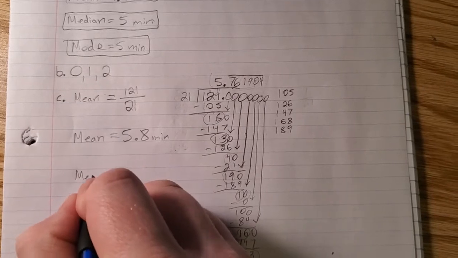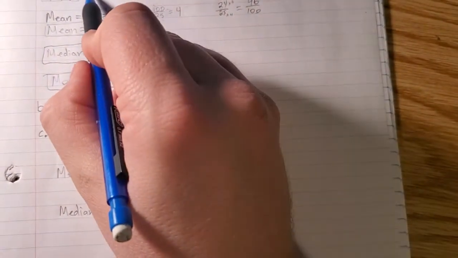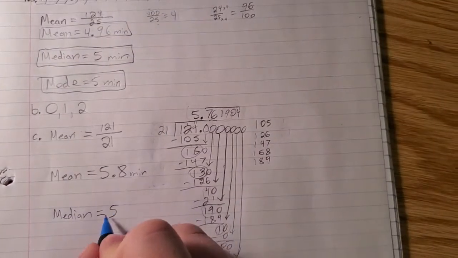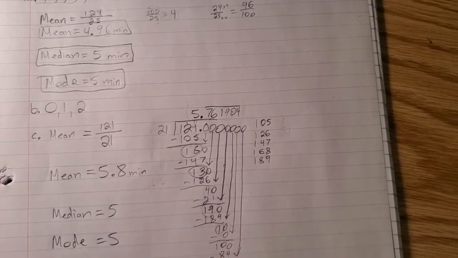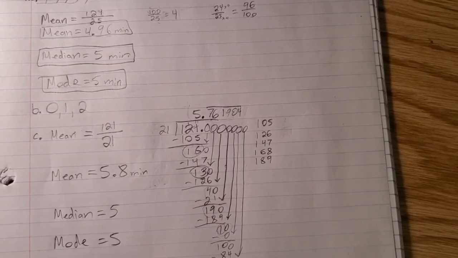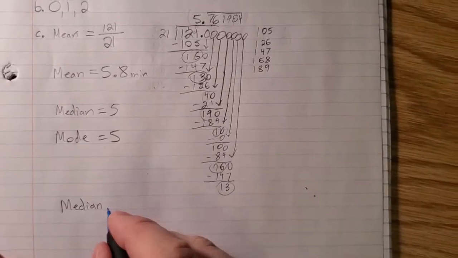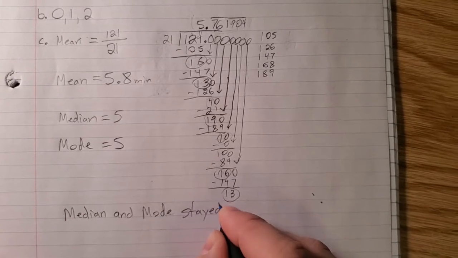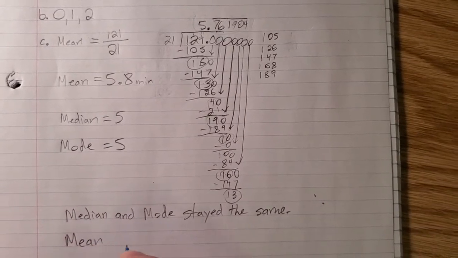Now our median, if we were to get rid of these bottom 4, so we'd have 21 values. The middle number would be the 11th number. Let's count up. 1, 2, 3, 4, 5, 6, 7, 8, 9, 10, 11. It's still 5. And the mode, what's the most common? It's still 5. So looking at this, median and mode stayed the same. Mean increased.